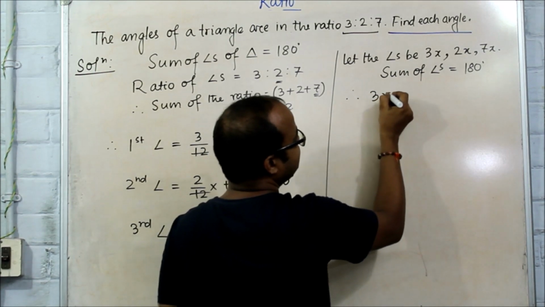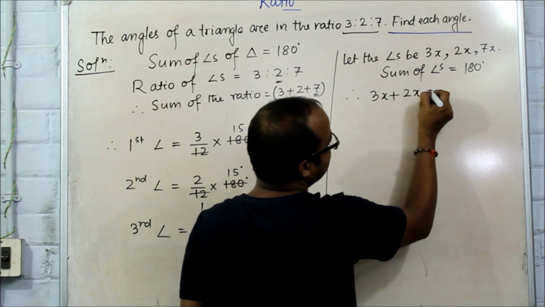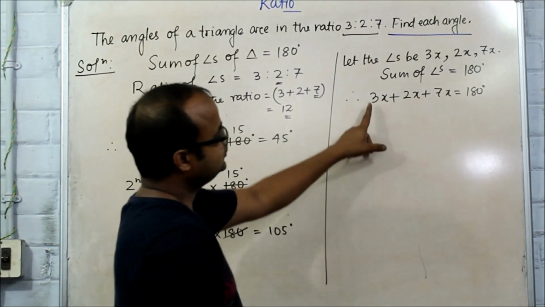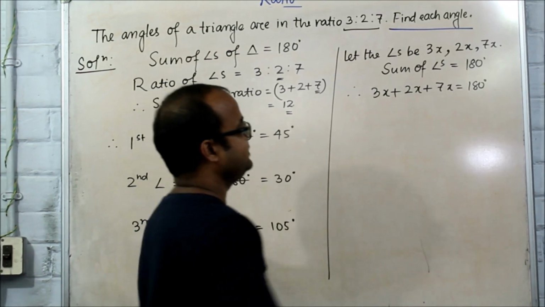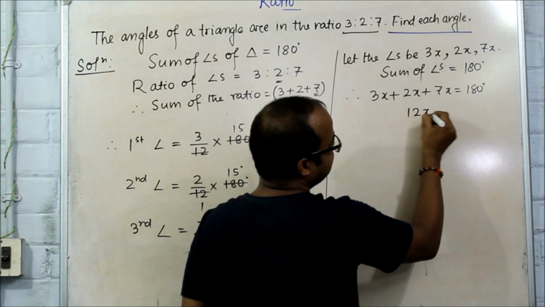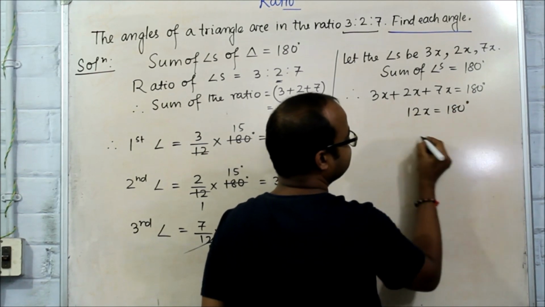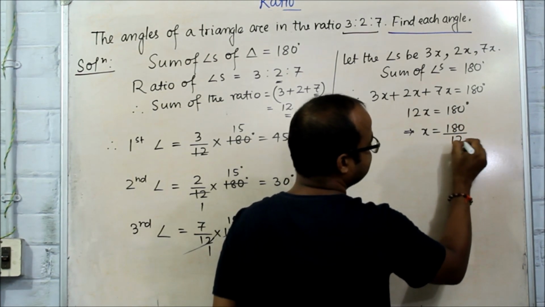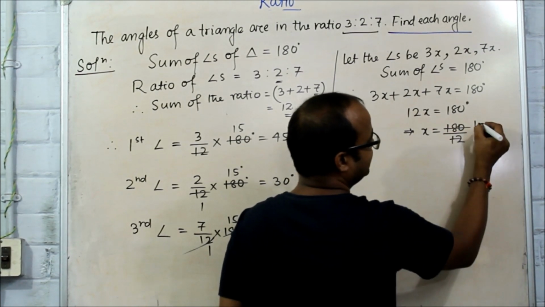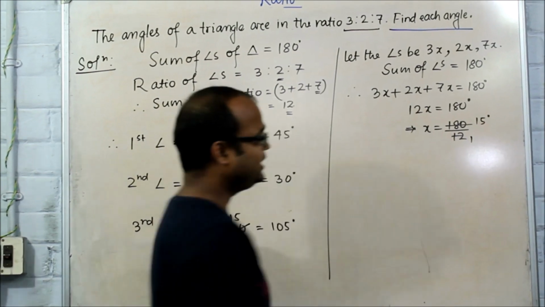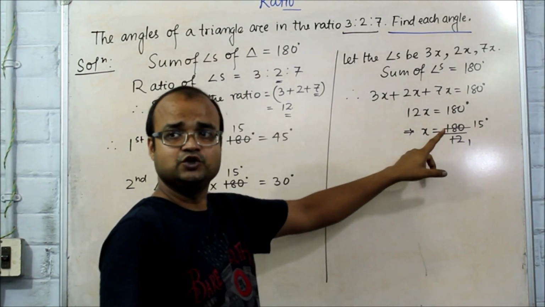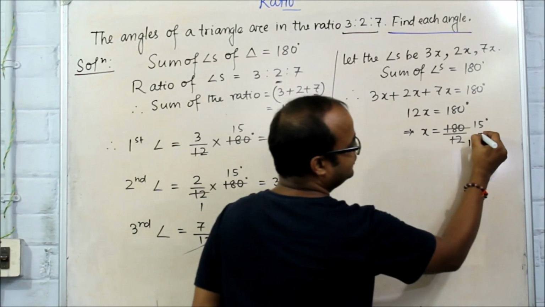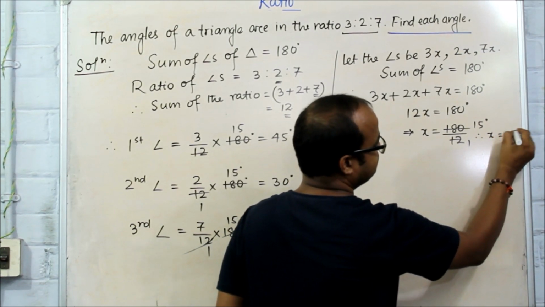Therefore, 3 plus 2 is 5, 5 plus 7 is 12x. 12x is equal to 180 degrees. It implies x is equal to 180 by 12. 12 ones are 12, 12 fifteens are 180. Here I am cancelling with 12 directly. You might cancel with 2, 3 or another factor also. So therefore x is equal to 15.